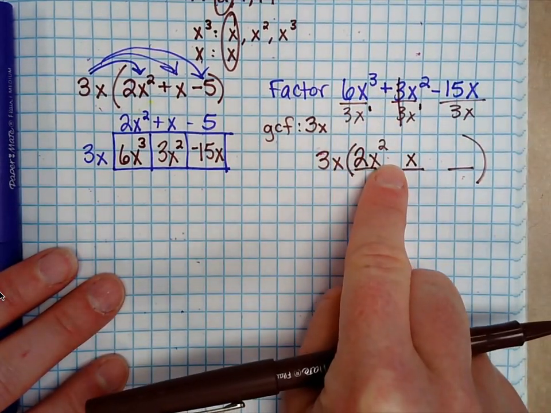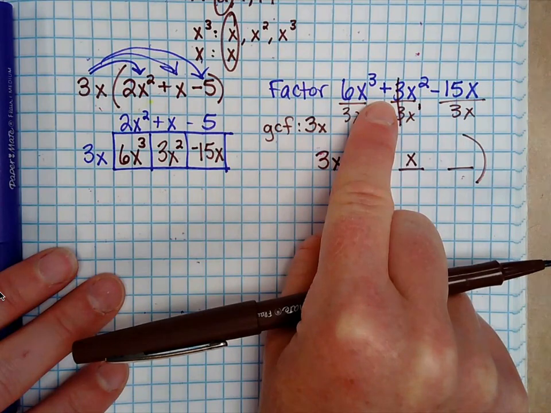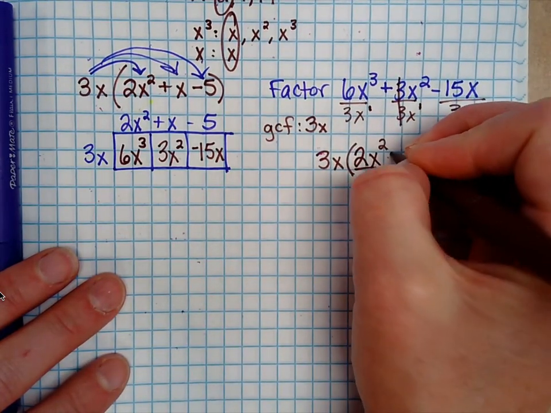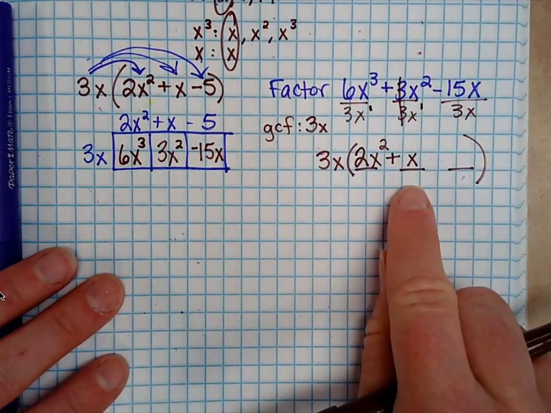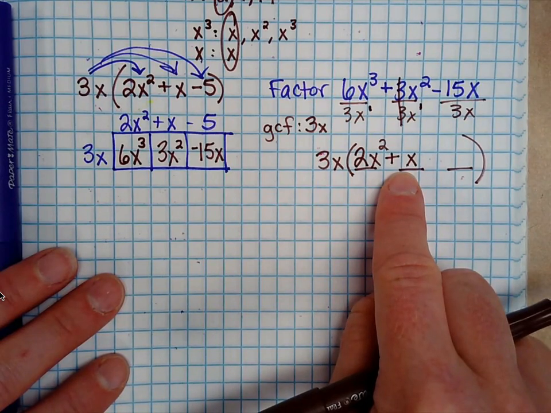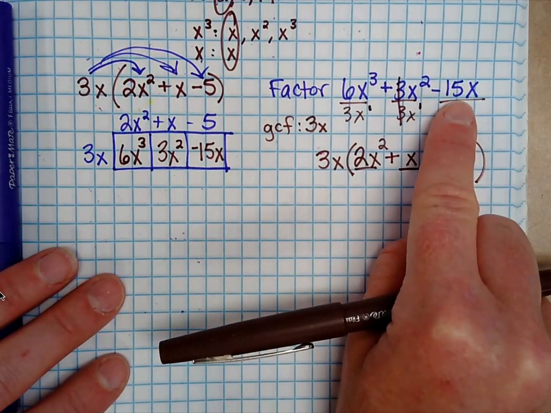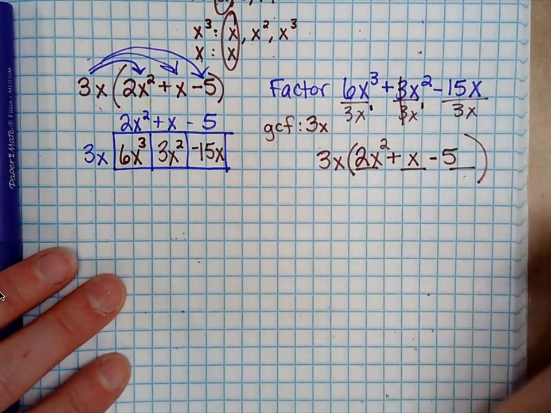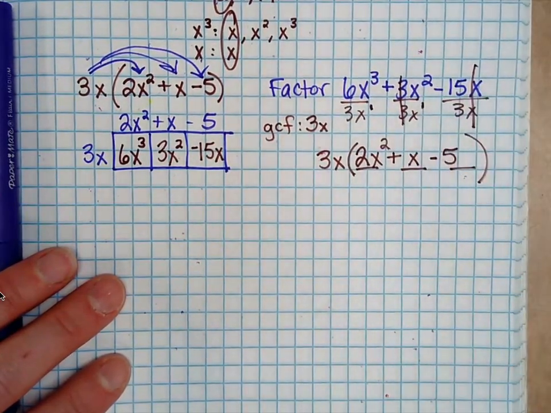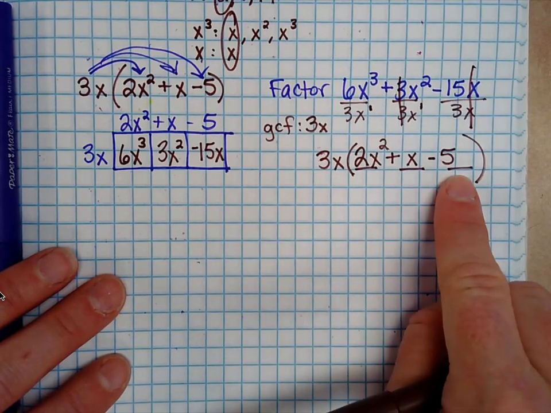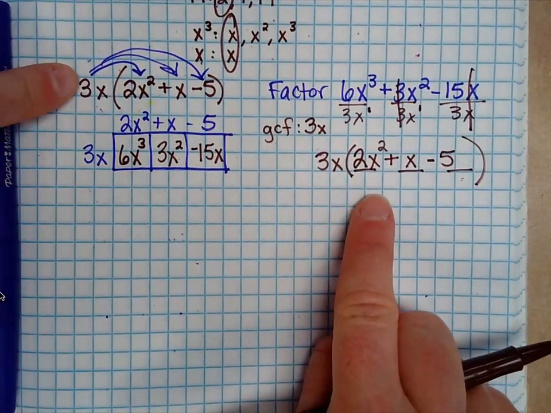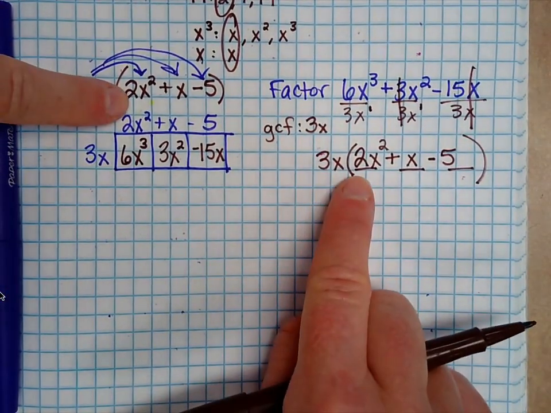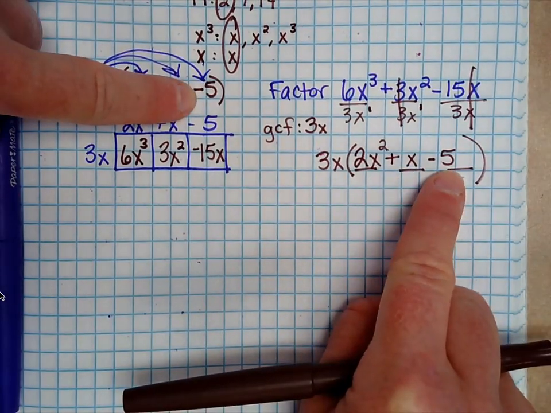And the sign that goes in here, since this was positive and we didn't divide by a negative, this will also be positive. See how I put a positive there? And then the last one is negative 15 divided by 3. Negative 5. X and x cancel out. So check it out. So see how these are the same? 3x on the outside, 2x squared on the inside, plus x minus 5.